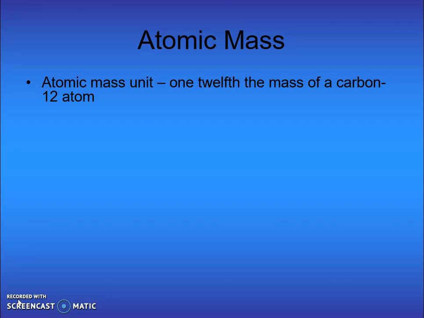And the atomic mass unit is defined as 1/12 the mass of a carbon-12 atom. A carbon-12 atom is made up of 6 protons, 6 electrons, and 6 neutrons.